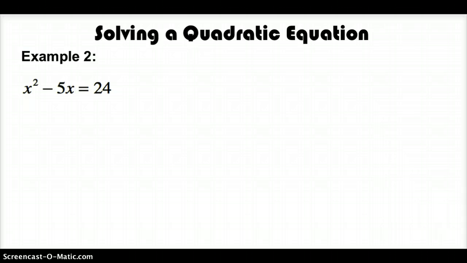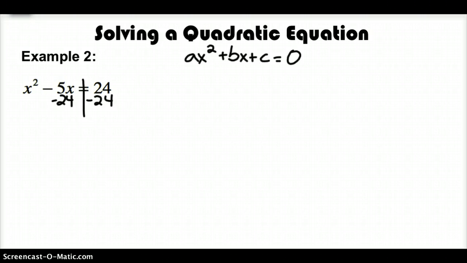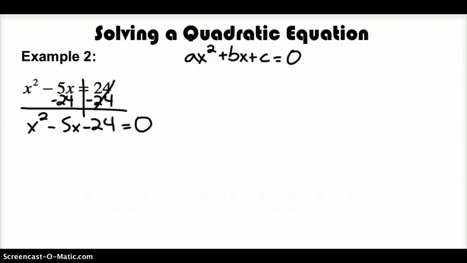Okay, so same thing as last time. Let's go ahead. We want to write this in standard form. So ax squared plus bx plus c equals 0. And so I'll do that by subtracting 24 from each side. Okay, and this will give me now x squared minus 5x minus 24 equals 0. Okay, and so now it's time to identify A, B, and C. Right, so my A term is still 1. Okay, my B term is negative 5, and my C term here is negative 24.